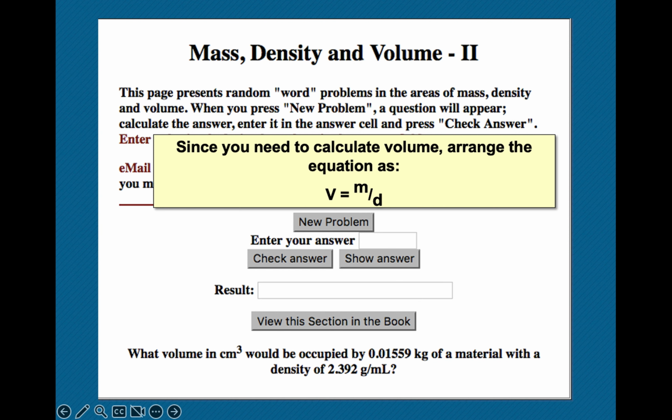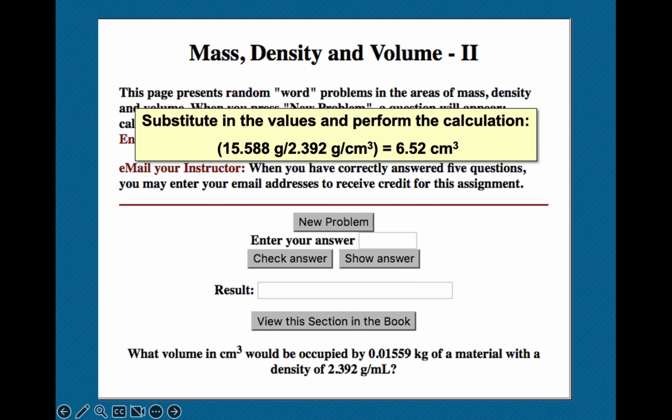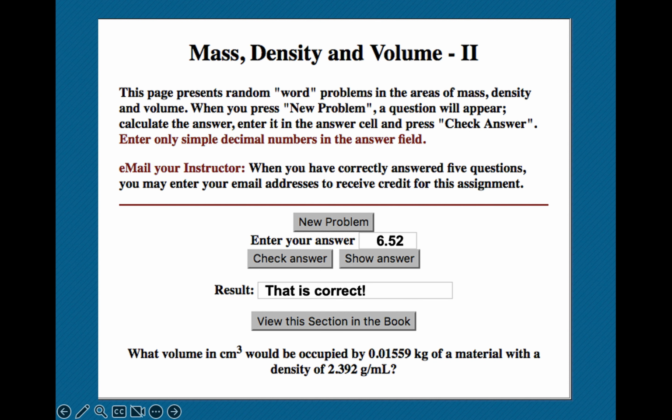Mass divided by density gives us volume. Substitute: 15 divided by 2.3, 6.52. And you're right. So once again, one metric conversion, and it's a word problem. Let's do one more.